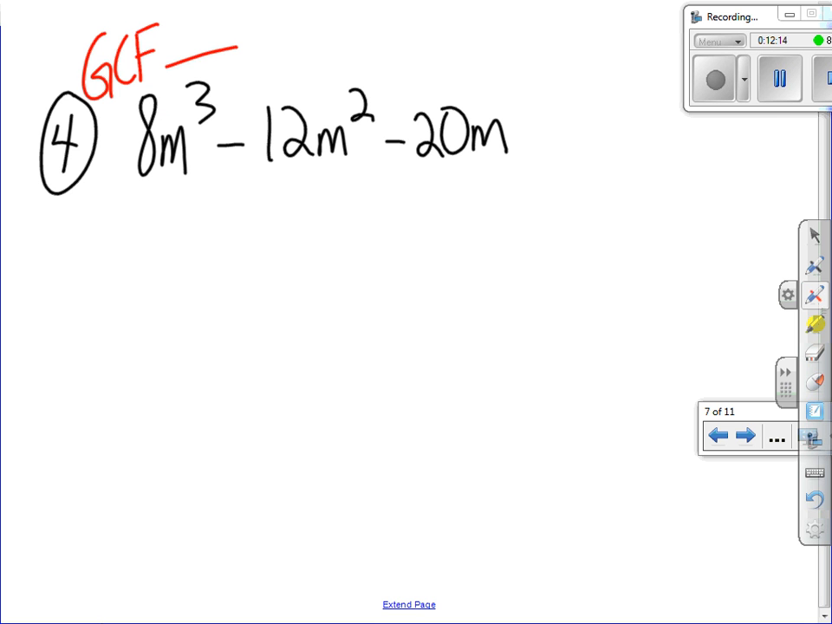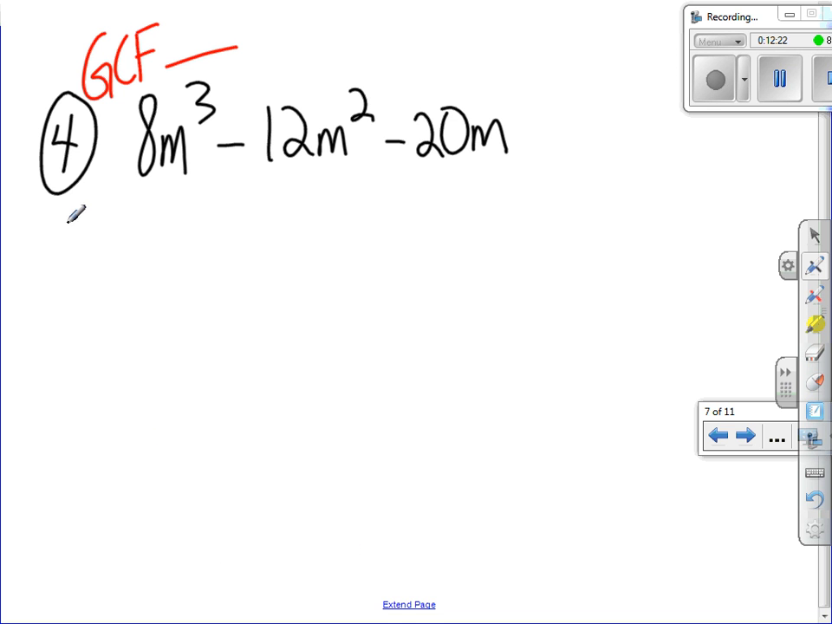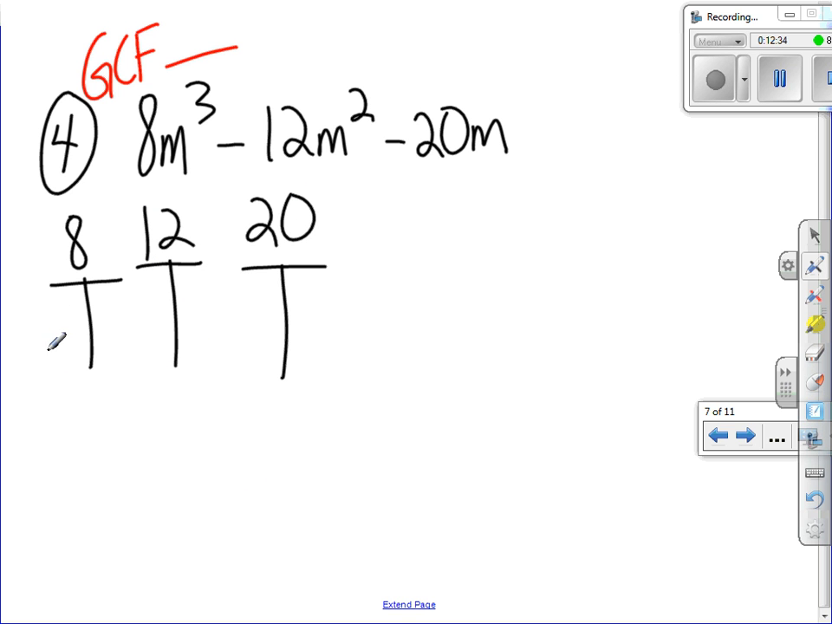What's the biggest number that goes into 8, 12, and 20? Now, if you're not sure what that is, rather than enter a stall or get frustrated, list the 3 numbers out in front. I'm ignoring the sign because it's not really important right now. And list all the ways to multiply to get those numbers. 8: 1 and 8, 2 and 4. 12: 1 and 12, 2 and 6, 3 and 4. 20: 1 and 20, 2 and 10, 4 and 5.